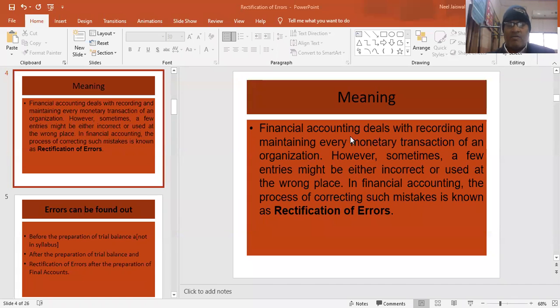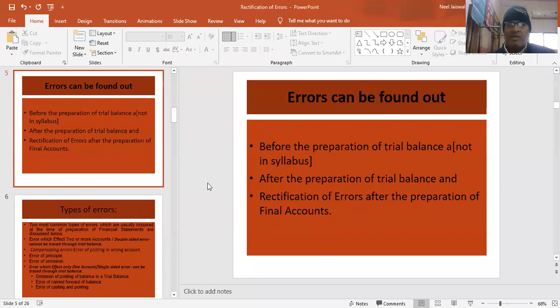So what we see over here is that when the financial accounting mistakes get corrected, that correction is known as rectification of errors. These errors can be found out in three different stages.